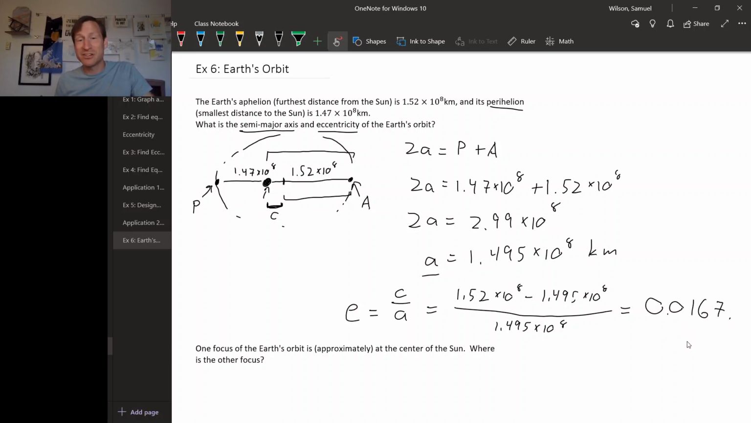And remember, what that actually means is that the orbit of the Earth is actually pretty close to a circle. That's true of most of the inner planets. The eccentricity of their orbits is pretty small. When you start getting to minor planets like Pluto, then the eccentricities can get kind of big.